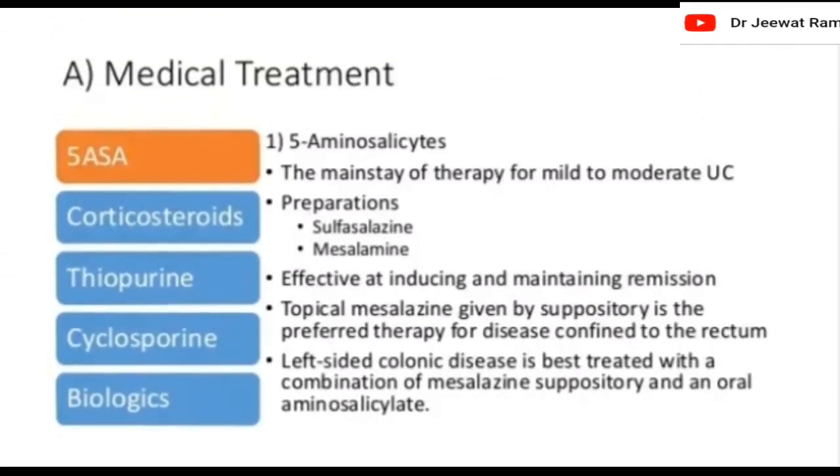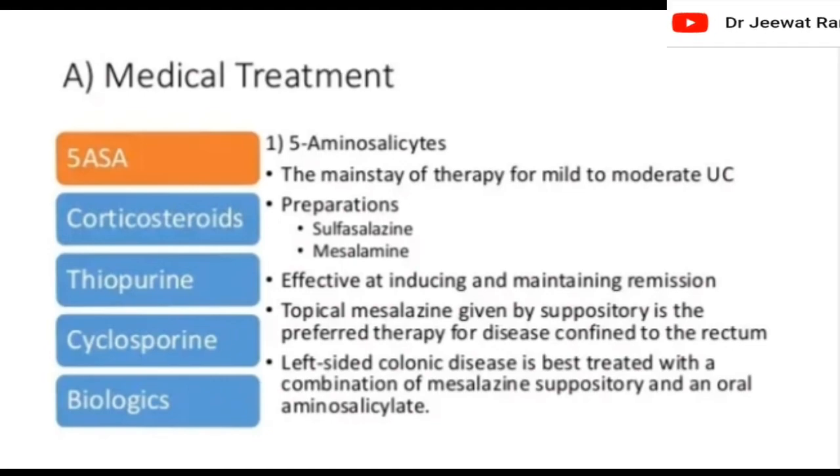Medical treatment: aminosalicylates, the mainstay of therapy for mild to moderate ulcerative colitis. Preparations: sulfasalazine, mesalazine, effective at inducing and maintaining remission. Topical mesalazine given by suppository is a preferred therapy for disease confined to the rectum. Left-sided colonic disease is best treated with a combination of mesalazine suppository and an oral aminosalicylate.